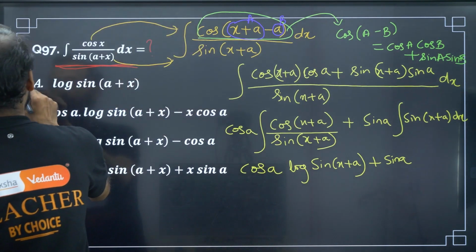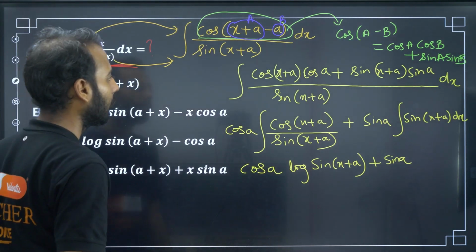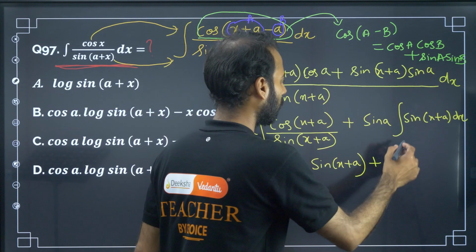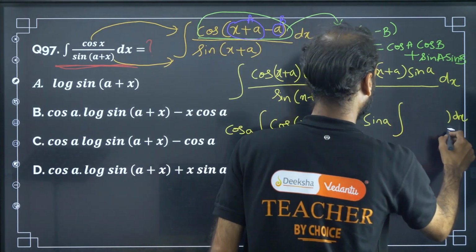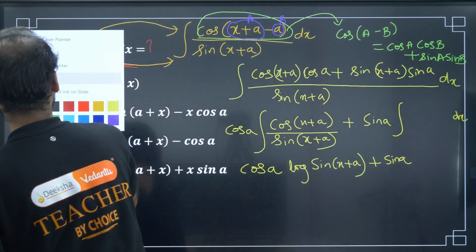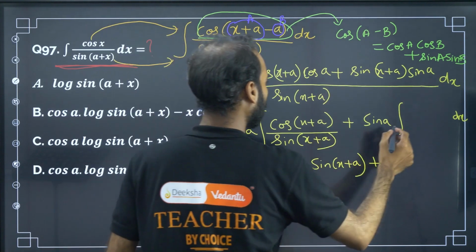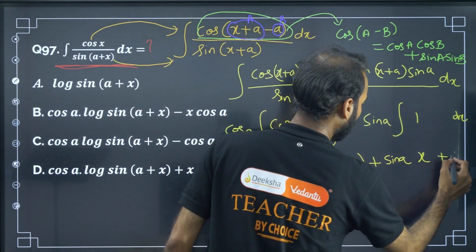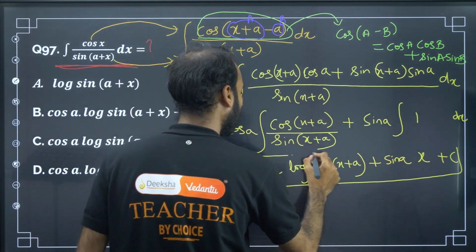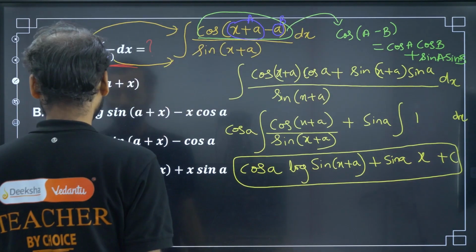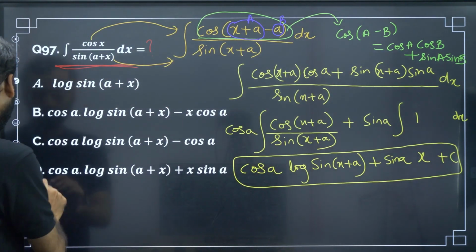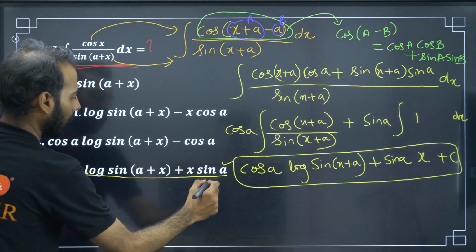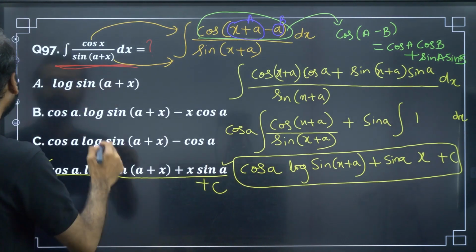Sorry, one mistake I have made. What is that mistake? See here, this sin x plus a is divisible by itself, so in fact it should be 1 now. So if you integrate 1, you will get x plus c. So cos a log of sin x plus a plus x sin a plus c. So the answer is D. Moving on to the next question.